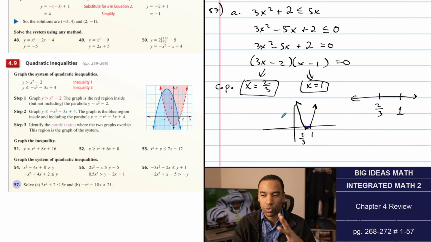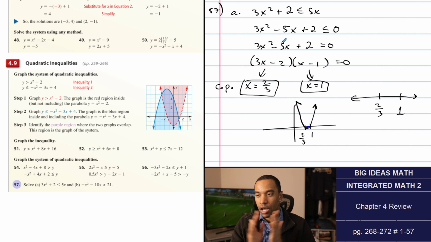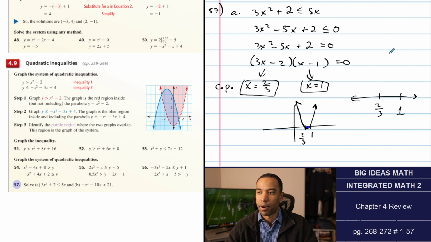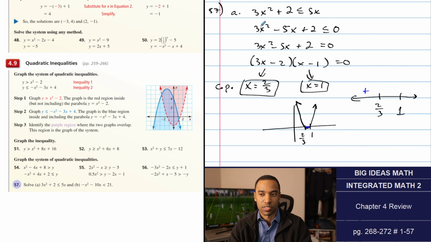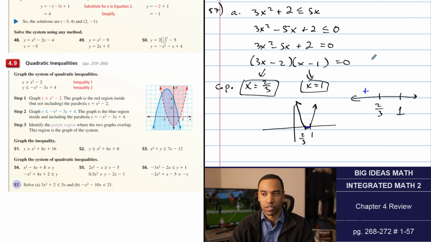To the left of 2/3, it looks like you should get positive numbers, like if I plugged in 0. I get 3 times 0 squared, which is 0, minus 5 times 0, which is 0, plus 2. And 2 is greater than 0, so you get a positive number out from that. Now, to the right of 1, if I plug in 10, 3 times 10 squared is 300 minus 50, which is 250, plus 2 is 252. It's a positive number.